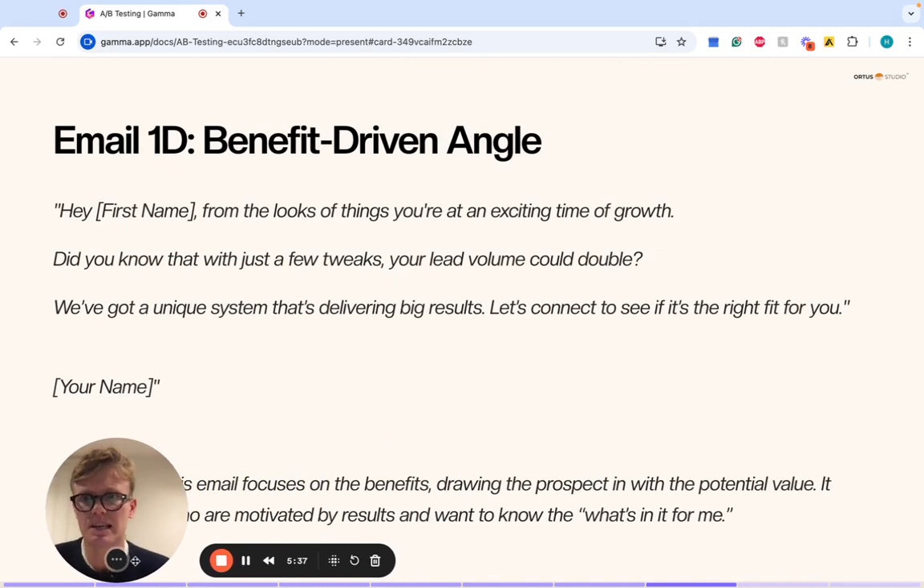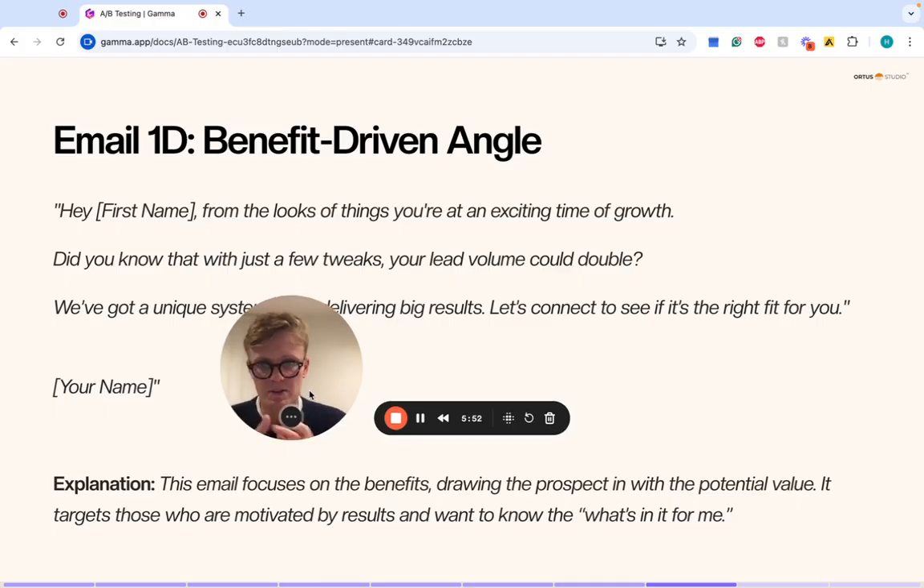Okay, and then the last one is the benefit angle. So, hey, [first name], from the looks of things, you're in an exciting time of growth. Did you know that with just a few tweaks, your lead volume could double? We've got a unique system that's delivering big results. Let's connect to see if this is the right fit for you.